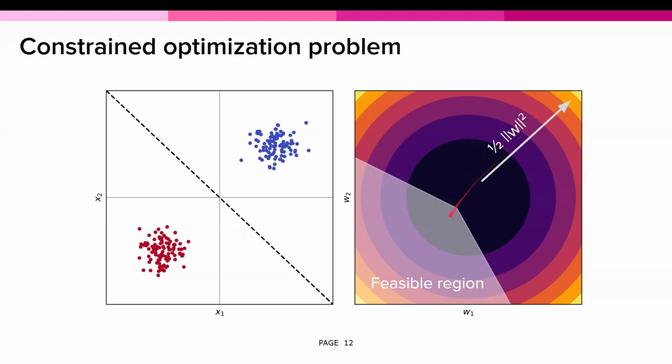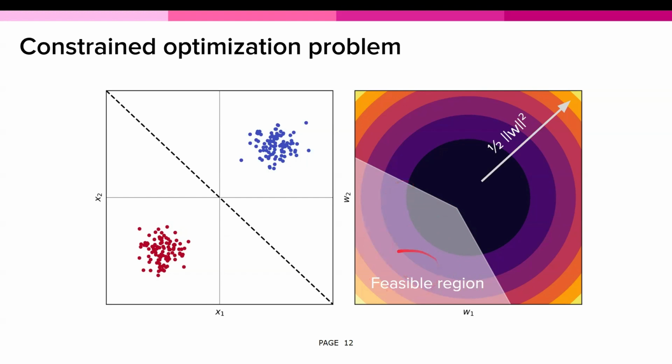And as we move outward, this increases. But we can't just pick anything. This minimization is subject to a set of constraints. Specifically, we need the classifier to actually correctly classify all the points. And so there are many possible parameter choices that could do this, but the ones that actually work define the feasible region in the parameter space.